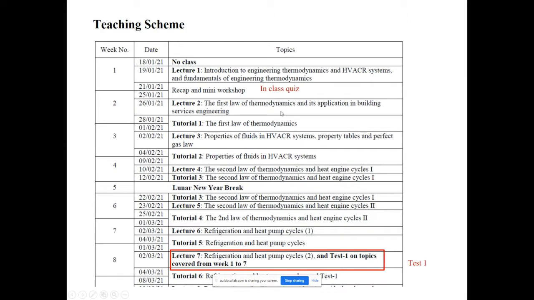Okay, in-class quiz. I have created the folder. For the tutorial, we will have an in-class quiz. You have to upload your answer through the Blackboard. So we have lectures and the tutorials. We will have a Chinese New Year break.